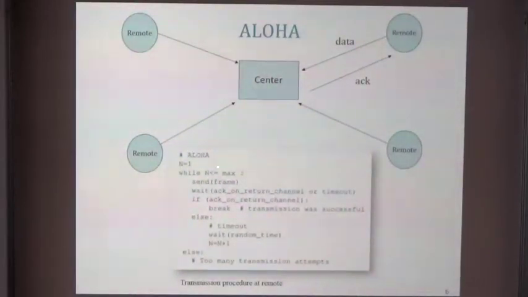So that gives the algorithm. You try n max times: send the frame, wait for an acknowledgement or a timeout, so you wait for some time. If you've received the ACK, then the transmission is over, finished. If you have not received the ACK, the timeout will fire, and you try again. And here we see that we wait for a random time before retransmitting. That's the only smart thing of this protocol. Why do we need to wait for a random time here?